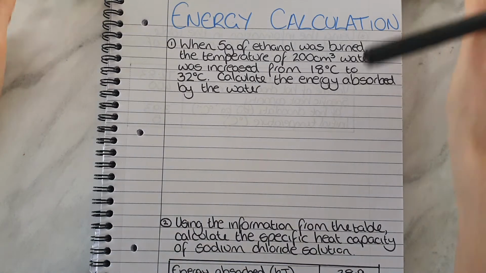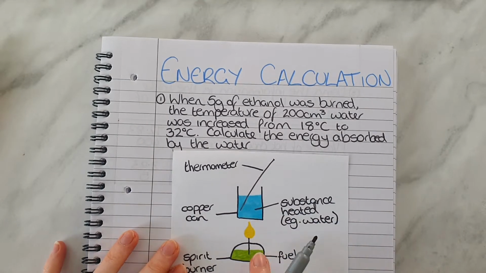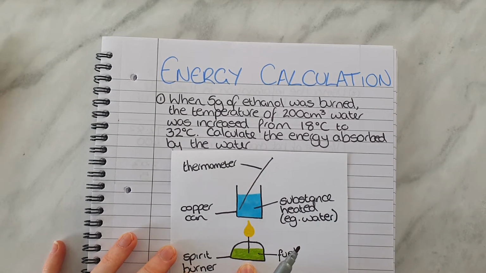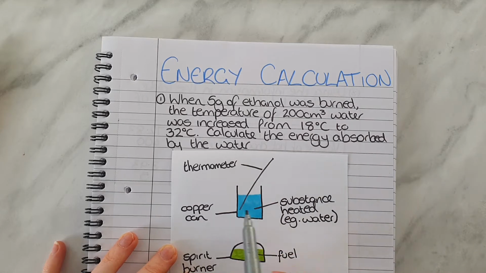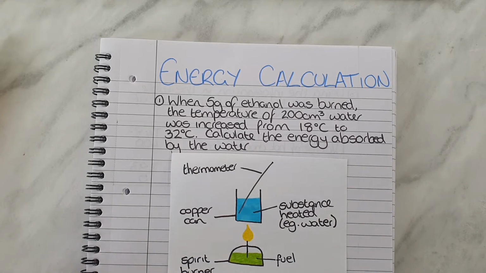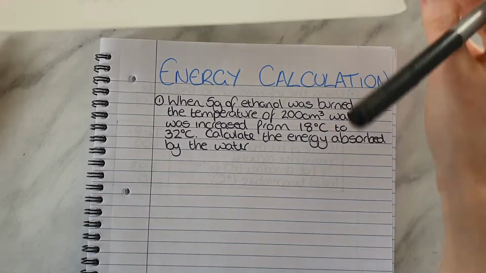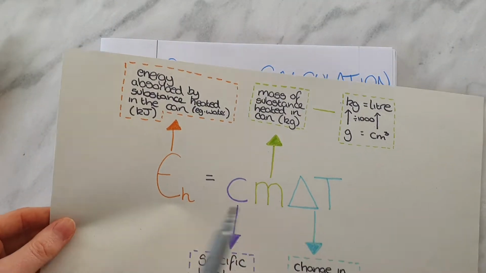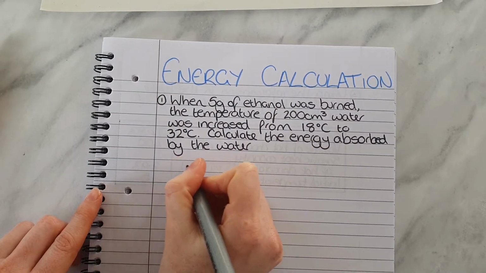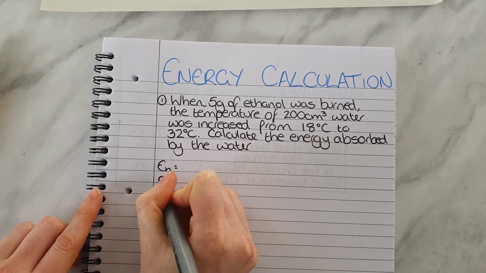So here's one question where it says when 5 grams of ethanol was burned, so going back to this here, you have 5 grams being burned. You have 200 cubic centimetres of water in the can, and that water was increased from 18 degrees to 32 degrees. Calculate the energy absorbed by the water. So what we're going to do for E equals Cm delta T, you want to rewrite that. You can do it in two ways.